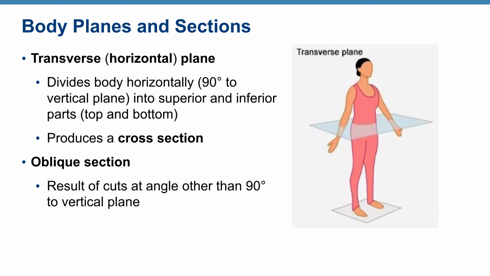Transverse or horizontal plane divides the body horizontally, 90 degrees to the vertical plane, into superior and inferior parts, top and bottom, and produces a cross section. Another section that we have is oblique, which results from a cut at an angle other than 90 degrees. So any cut that is made at an angle, for example, if you take a cephalic region and you cut it at an angle, that will be an oblique section.